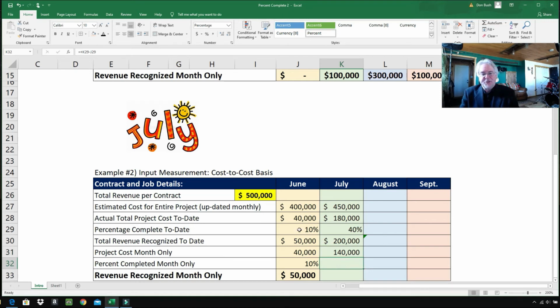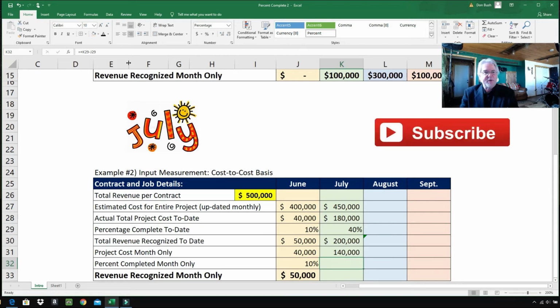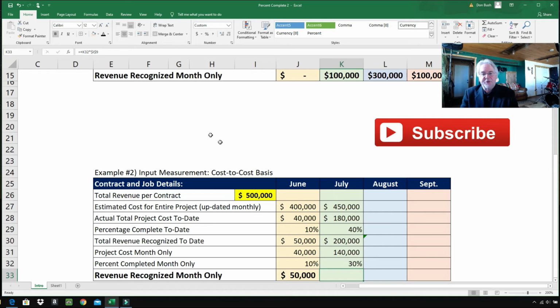There we go. So the percent complete during the month only. Well, in June we were 10% complete. In July we were 40% complete. So it looks like we probably did 30% in July because 10 plus 30 equals 40. So what's the amount of revenue that we're going to recognize during the month of July only? It's going to be 30% of the contract amount.